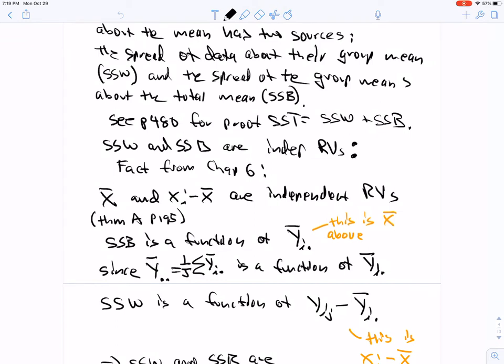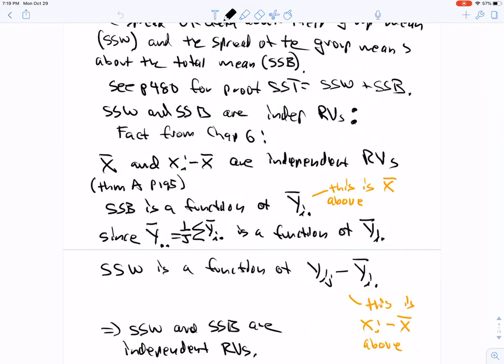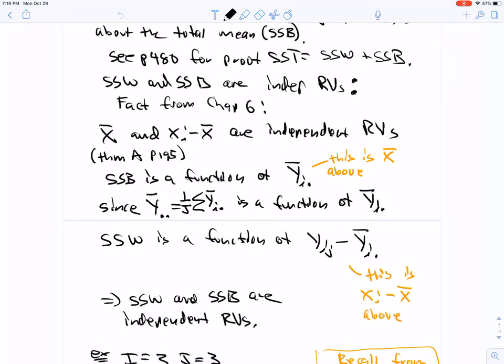This follows from chapter 6. In chapter 6, we mentioned that the sample mean and Xi minus the sample mean are independent random variables. And so here SSB is a function of the row means, because SSB is the differences of row means and the total mean, but the total mean is actually the average of the row means, so it's all a function of row means. The SSW is a function of the Yij's minus the row means.